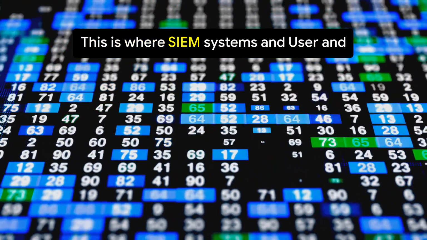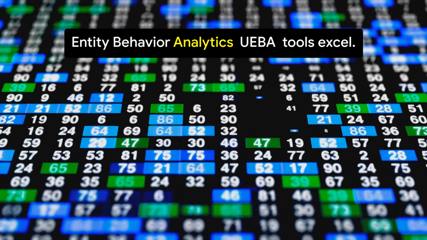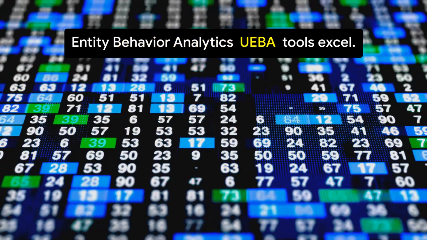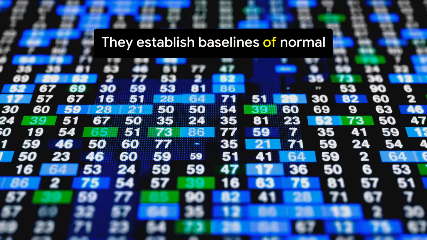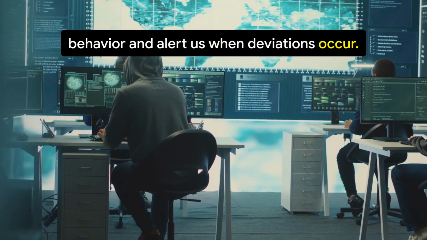These are all indicators that an account may have been compromised. This is where SIEM systems and user and entity behavior analytics tools excel. They establish baselines of normal behavior and alert us when deviations occur.